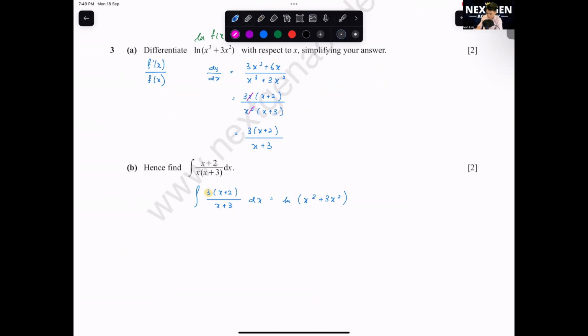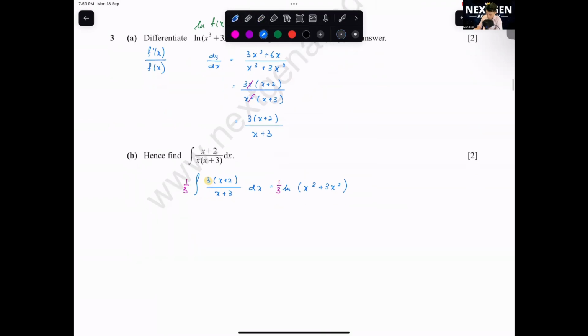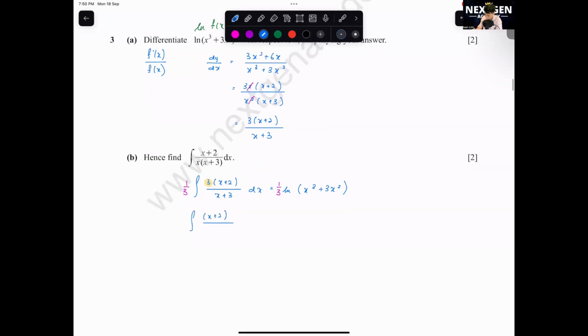So I'm going to multiply both sides by 1 over 3. 1 over 3 times 3 will disappear. So here will become x plus 2 over x plus 3 dx equals 1 over 3 ln(x cubed plus 3x squared). Make sure you write the plus c also. Write the plus c.